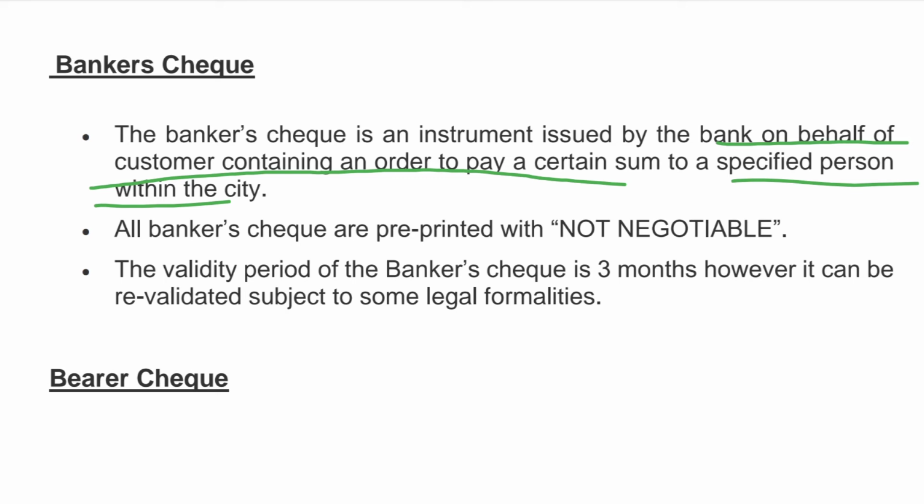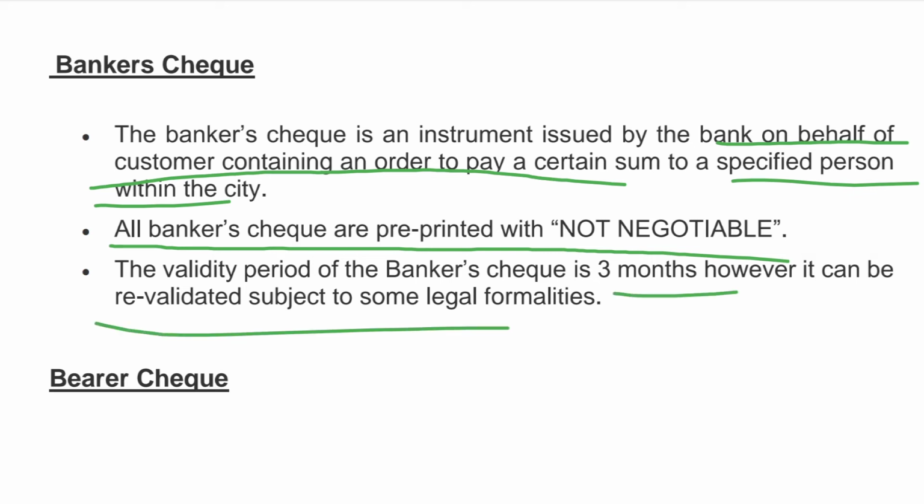All banker's checks are pre-printed with "not negotiable". So all the banker's checks are pre-printed and no changes can be made. The validity period of the banker's check is 3 months. However, it can be revalidated subject to some legal formalities. Before 2012, the validity of the banker's check was 6 months. Now the validity of the banker's check is only 3 months. However, you can revalidate it, but it is subject to some legal formalities.